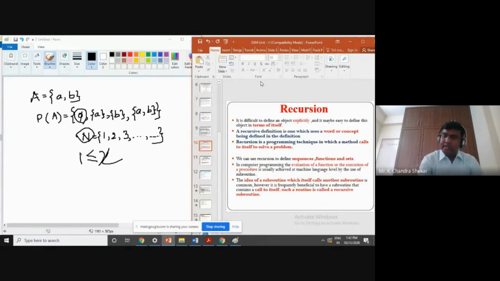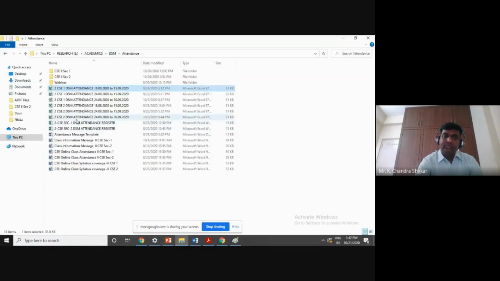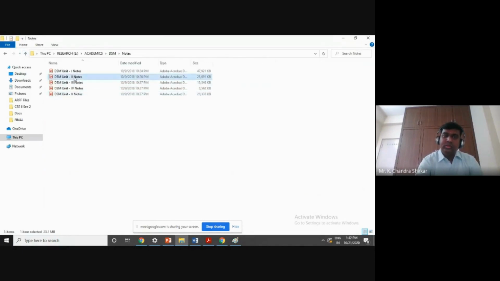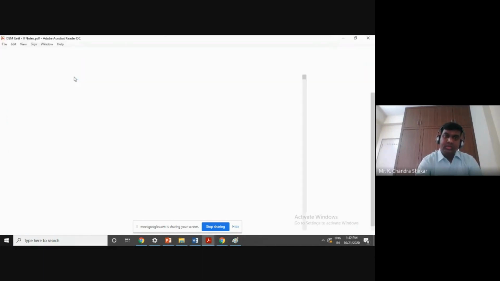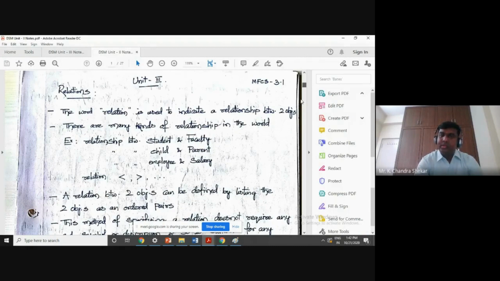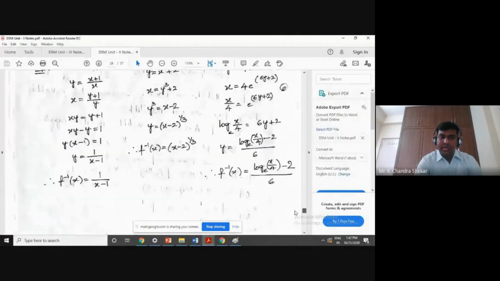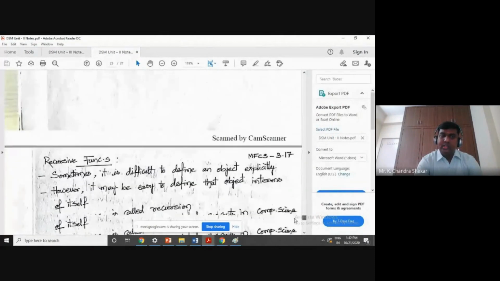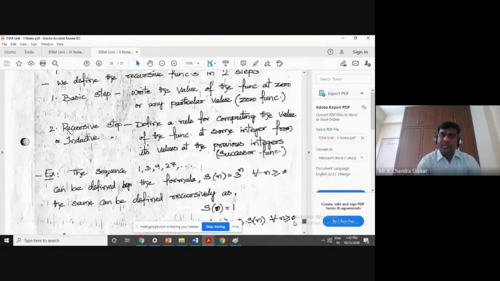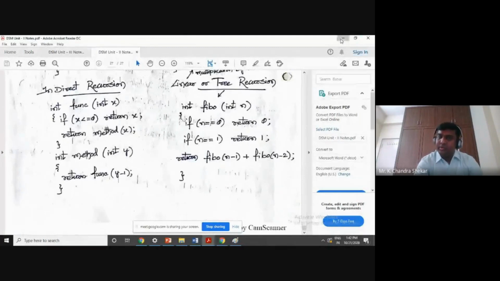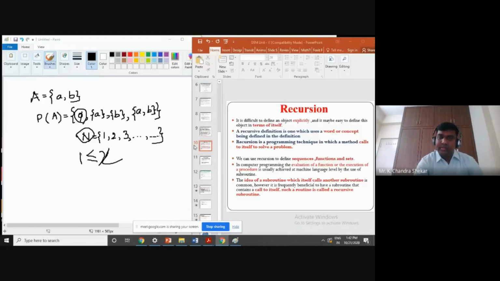Now let us move on to recursion, which we have already discussed in the previous unit. I hope you all remember the previous unit discussion. So already we have completed this, but let us just revisit. The same recursive function, whatever we have discussed. What is the time now? 1:40. Okay. We still have 15 minutes of time.